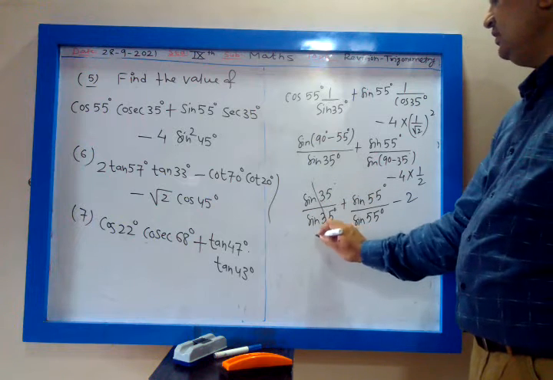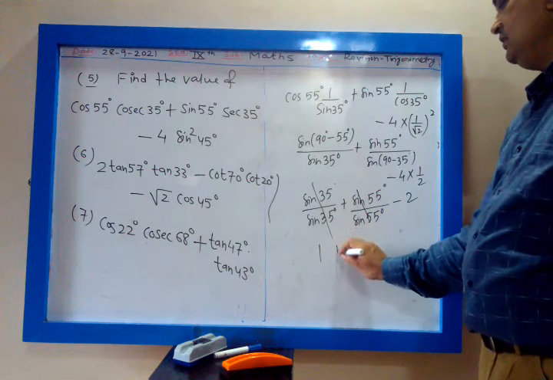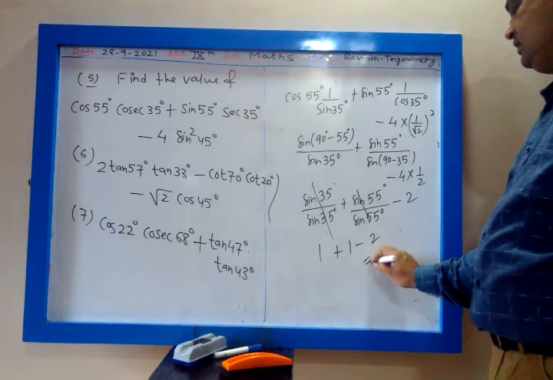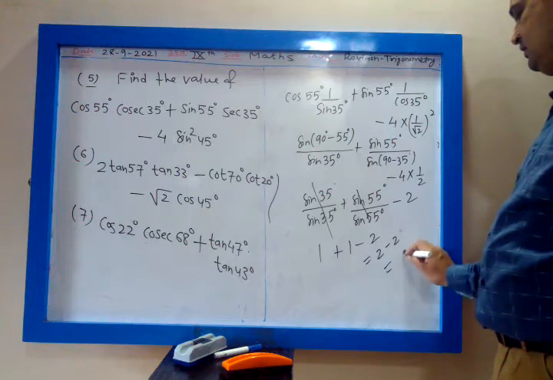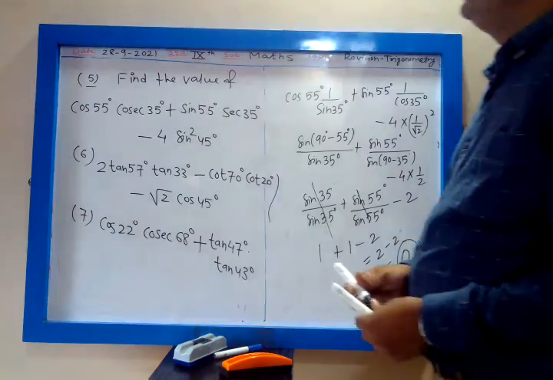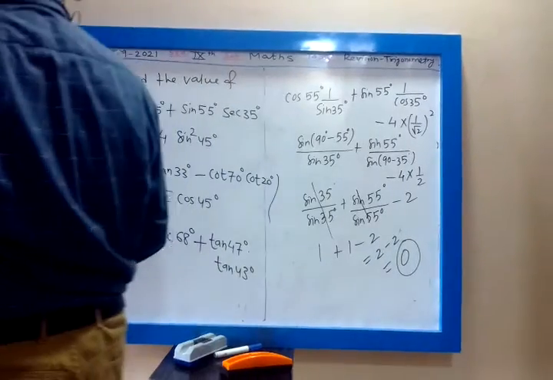This gets cancelled, answer is 1. Similarly the other is 1. 1 plus 1 minus 2. Answer is 2 minus 2. Answer is 0.